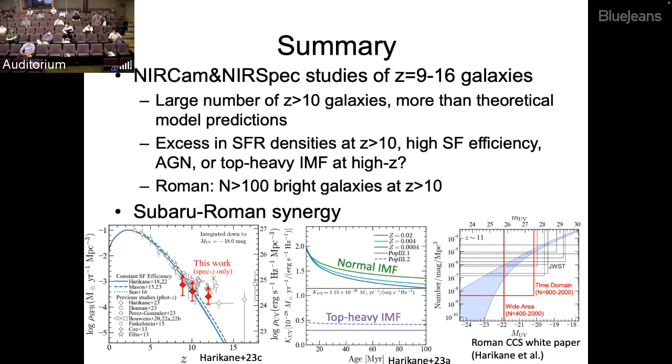Oh, okay. Sorry, really interesting talk. Thanks so much. I had a quick question about the top-heavy IMF result. I'm sorry if I missed it, but what type of top-heavy IMF are you assuming? I mean, is the high-mass slope shallower than Salpeter? What's the exponent that you have to assume to make your model work?